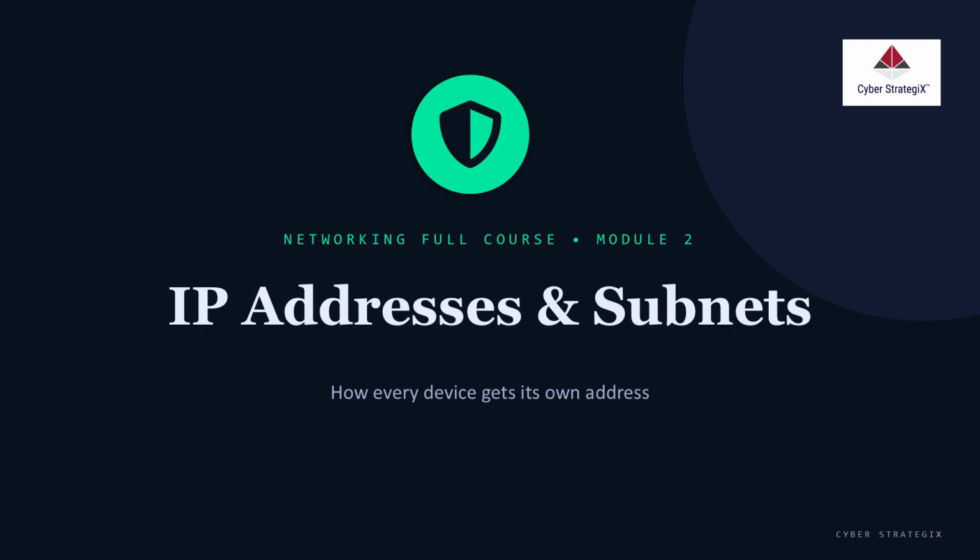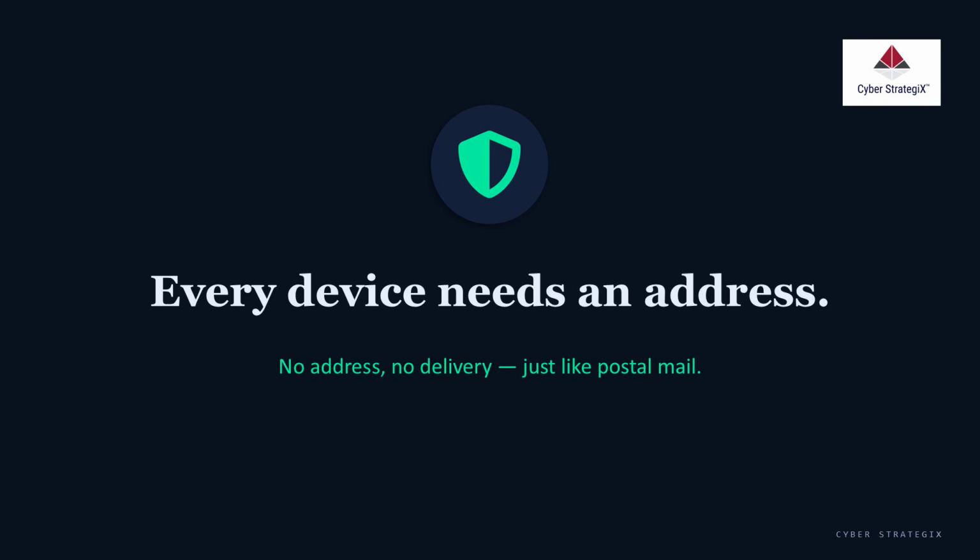Let's demystify them together. Think about how physical mail works. A letter can't reach you without your address. Networks are exactly the same. Every device needs an address so data knows where to go. That address is called an IP address, and understanding it unlocks most of networking.